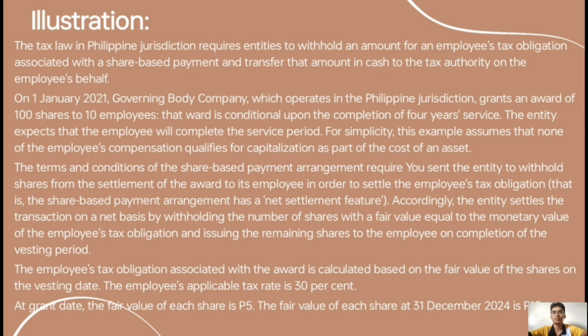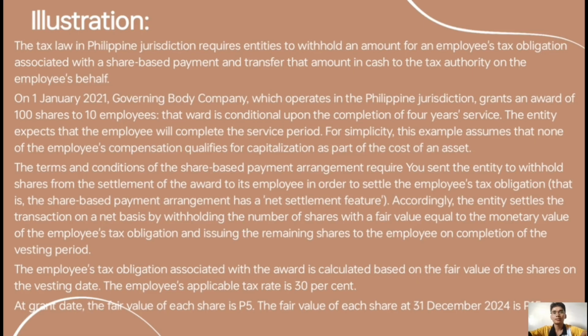Let's proceed to the illustration. The tax law in the Philippines jurisdiction requires entities to withhold an amount for an employee's tax obligation associated with a share-based payment and transfer that amount in cash to the tax authority on the employee's behalf.